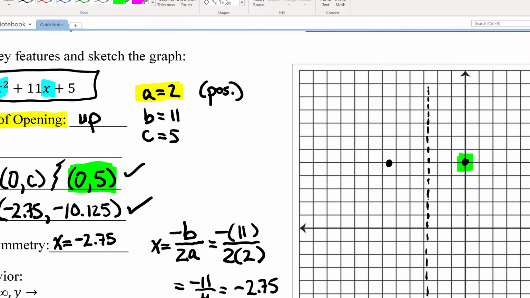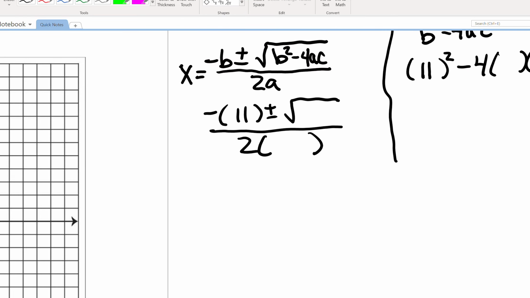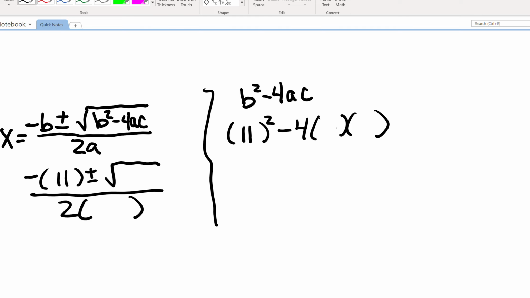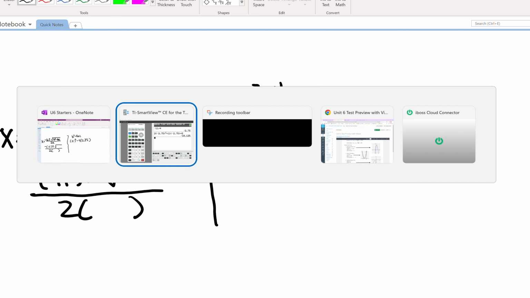A is 2 and c is 5. So you can just plug that in your calculator and get the value. Let's go ahead and do that.